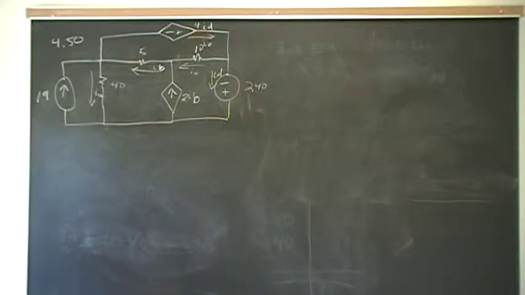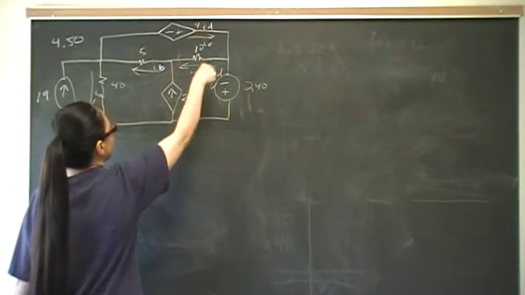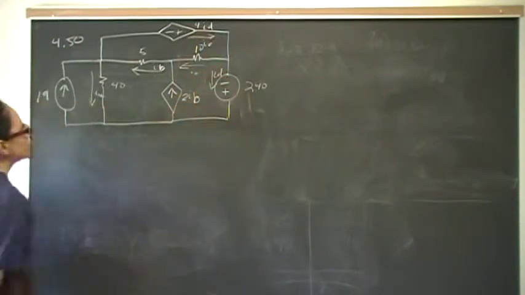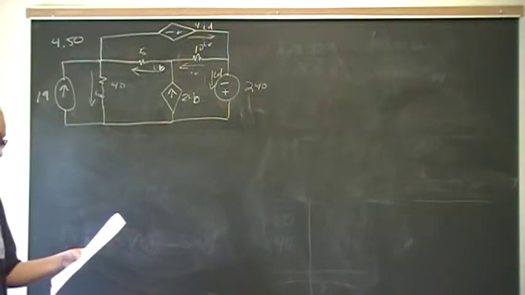We're looking for the branch currents IA, IB, IC, ID, and IE. We're looking for those branch currents in part A. In part B, we're going to prove that our answer is right by showing that power dissipated equals power developed.